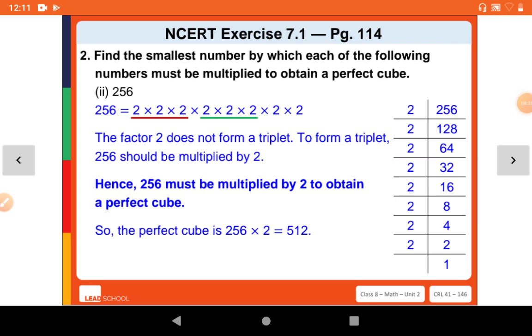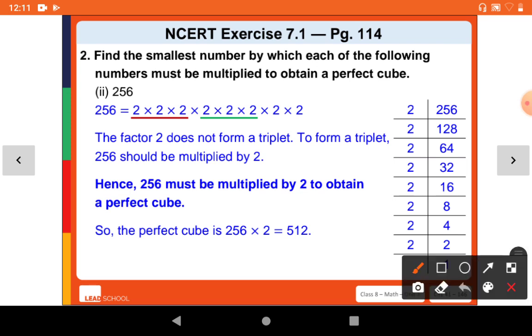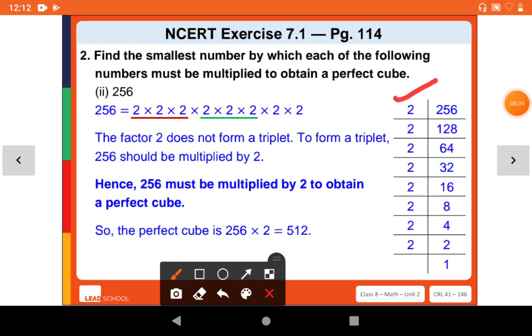So first of all, we have done prime factorization of 256. And you can see when we have expressed it in the product of primes, the 2 triplets are complete but the third triplet is not complete. So which number is missing? 1 2 is missing. So the factor 2 does not form triplet.